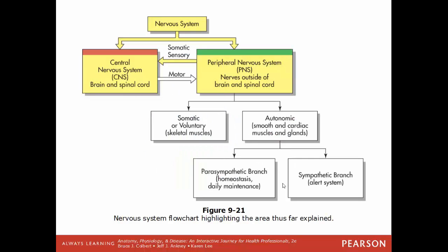Here's an overall flow chart of the nervous system up to the point that we've talked about so far. The central nervous system, the brain and spinal cord, and the peripheral nervous system, the two major branches. And from there, the peripheral nervous system gets broken down into more subgroups, the somatic and the autonomic nervous system. And from here, the autonomic is further broken down into the parasympathetic and the sympathetic branches.